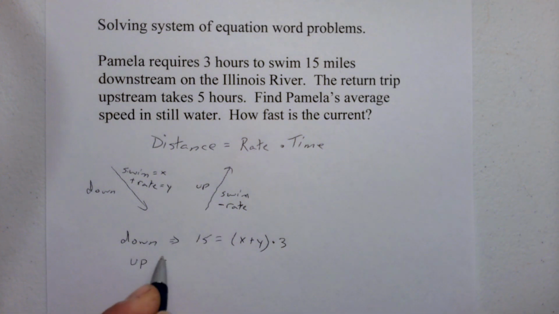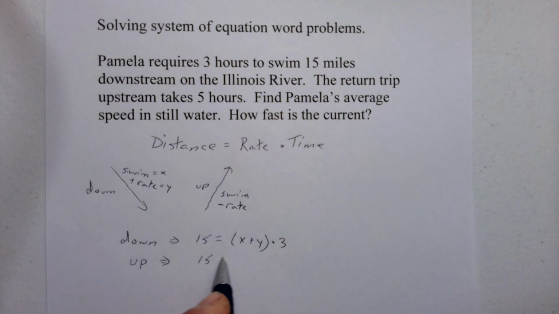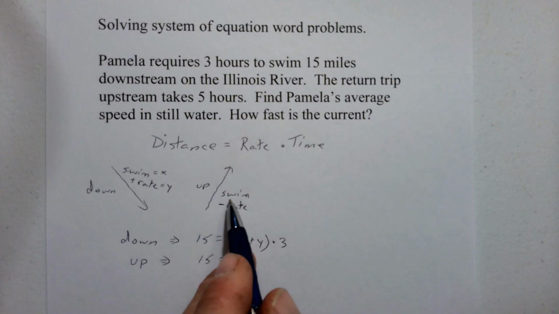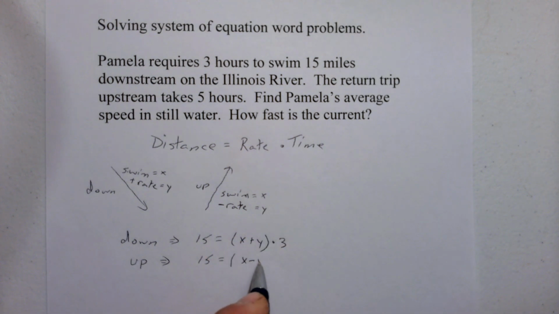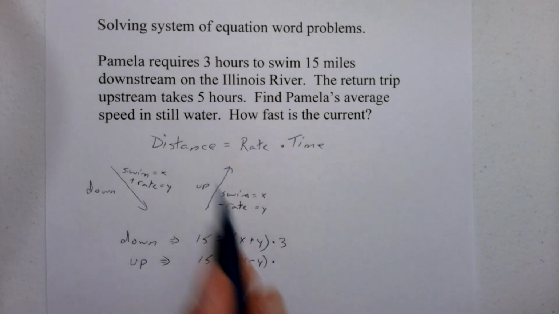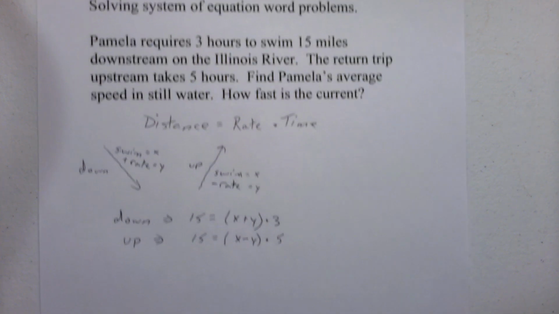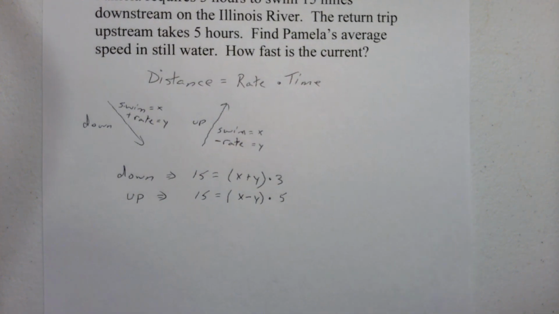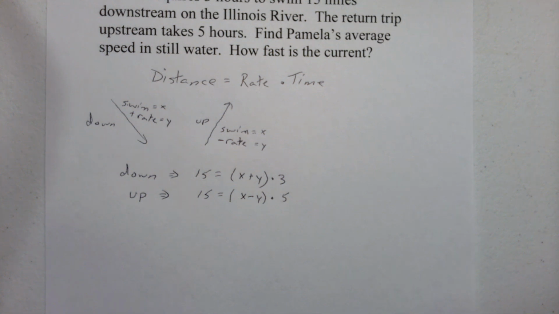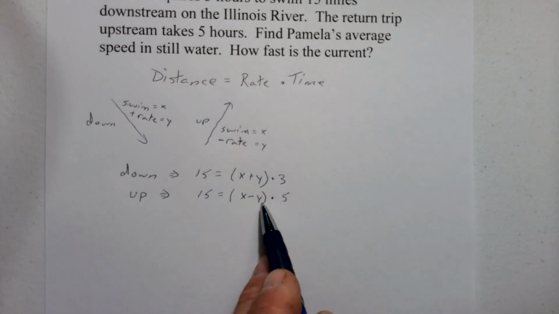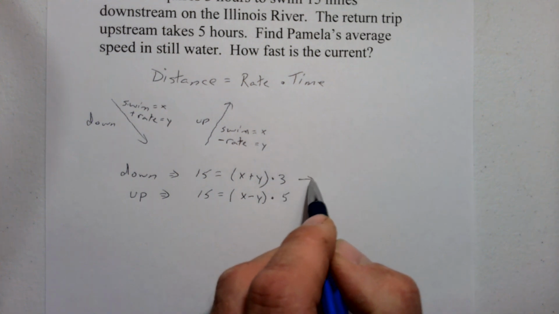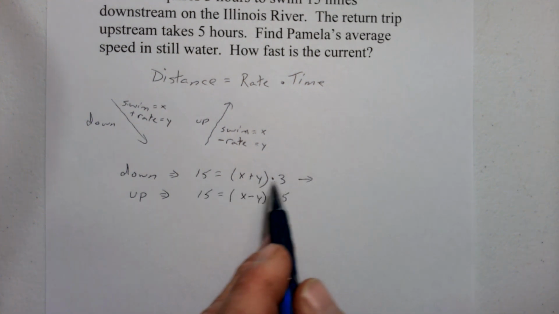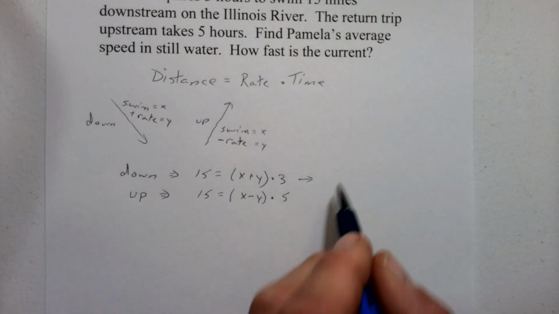Upstream, my equation, again, we're going 15 miles. In this case, we have our swimming rate minus the rate of the current. So we have x, and there's our y. So now we have x minus y. And this time it took us 5 hours, which makes sense. It should take us longer to go upstream than it is to go downstream because we have that current working for and against us. Now we have a system of equations, two variables, two equations. What I like to do with this is go ahead and divide my 3 over to get x and y kind of by themselves.